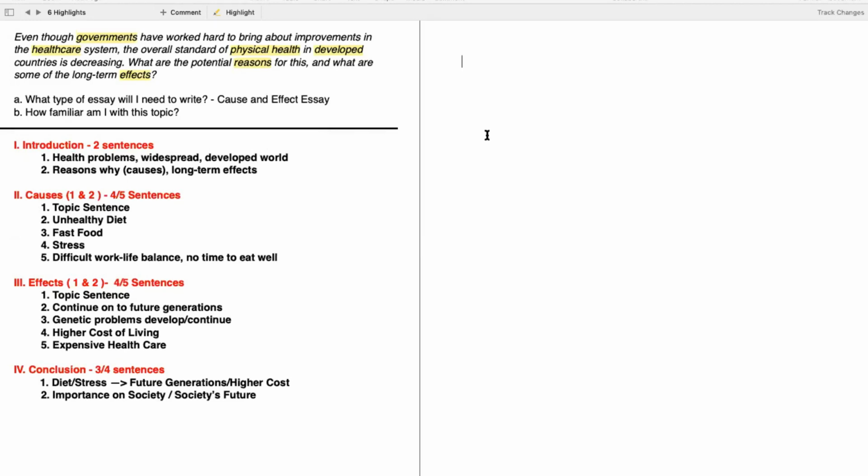So I'm going to make a sentence that also talks about this question statement here. So I would say health problems, and I would give some examples, including heart disease, obesity, and diabetes are becoming more widespread. This is my word here. And I'm going to talk about where, in developed countries. Okay, this is my first sentence.